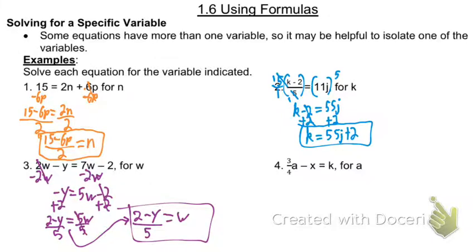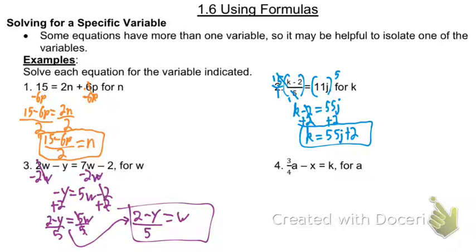Number 4. 3/4 a minus x is equal to k. 3 variables now. We're not going to panic. We're going to do the same idea. We're solving this one for a. A is being multiplied by 3/4, subtracted by x. What do we take care of first?